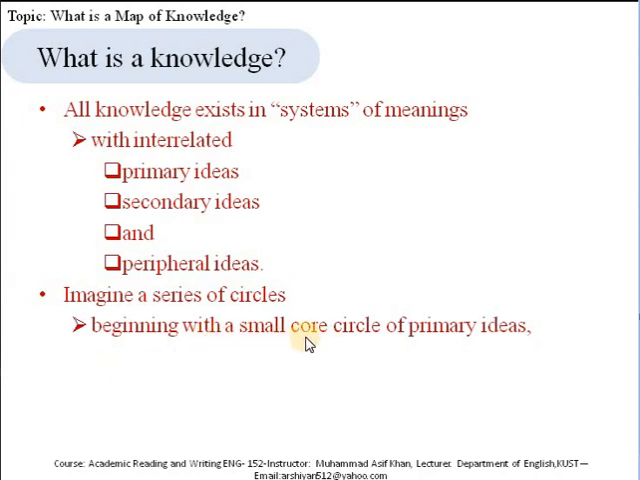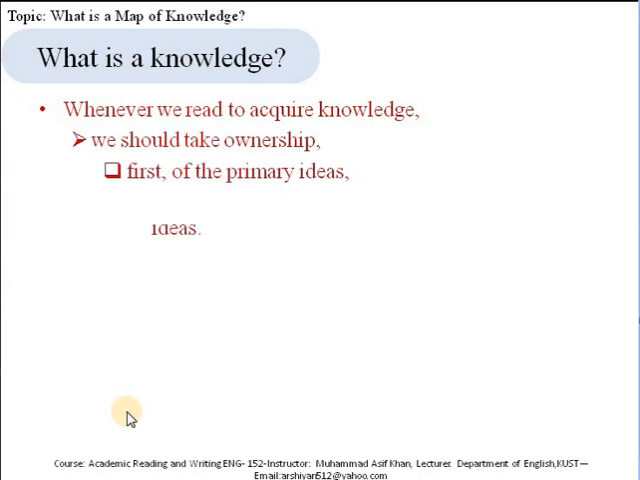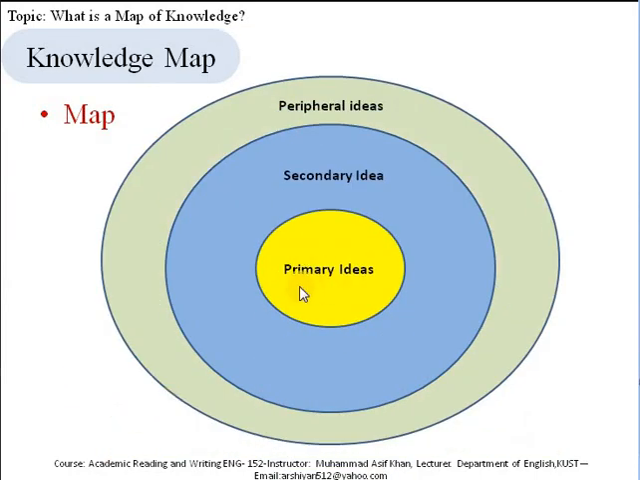For example, imagine a series of circles beginning with a small circle that refers to the primary ideas of that subject, that is in the core of that series of circles. This core circle, for which I have used yellow color, shows the primary ideas. It is surrounded by a concentric circle of secondary ideas. And this circle, for which I have used blue color, shows the secondary ideas. And when we move outward, we see another circle for which I have used green color. That is the outer circle that shows the peripheral ideas.